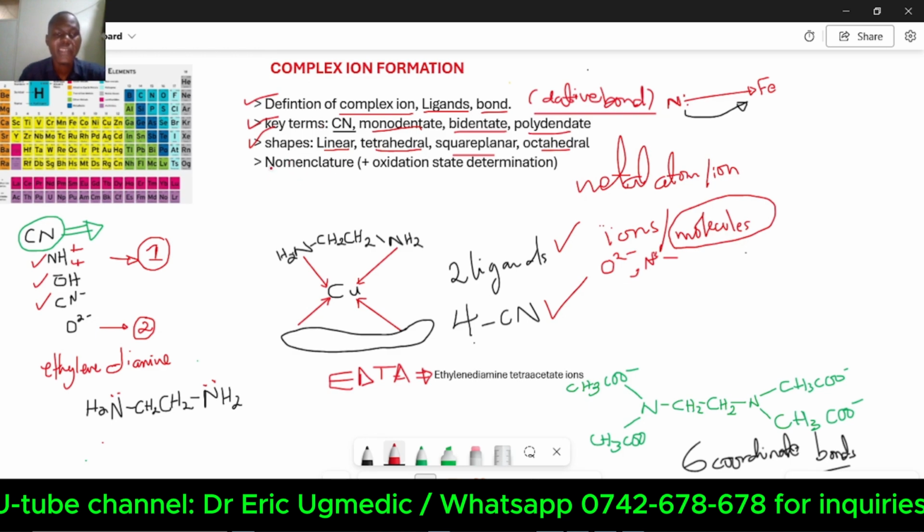Then the next part will be the nomenclature, and under nomenclature we shall need to first look at how to determine the oxidation state, because it will be very crucial in our nomenclature.